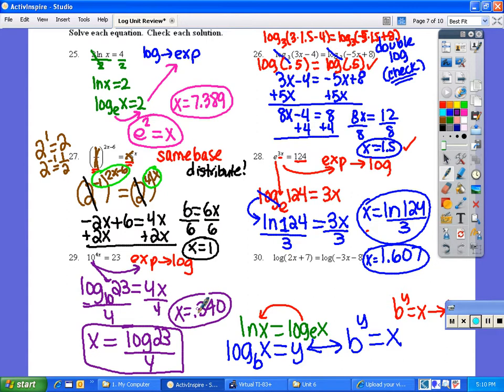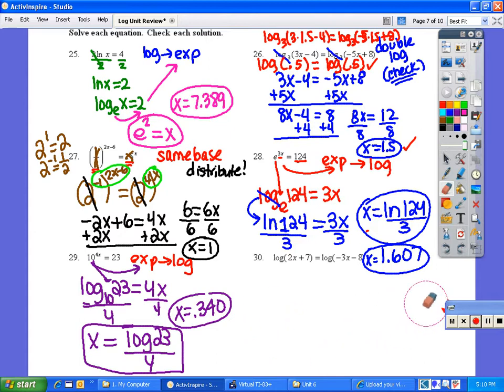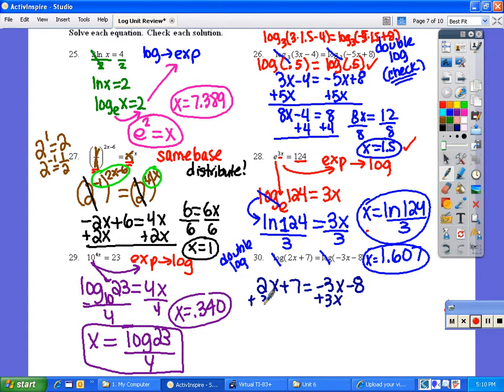Alright, we have one more in this section. And that is another double log problem. So this is double logs. You know, when you have double logs, you can just cancel them out and just solve what you have. Like I said, I like to get rid of the smaller variable first.